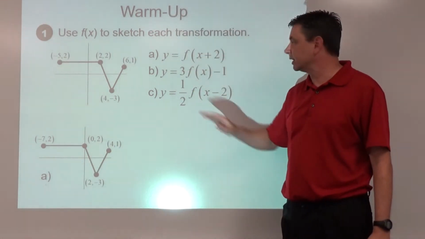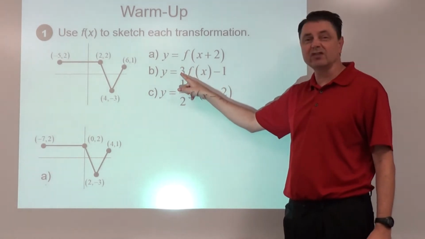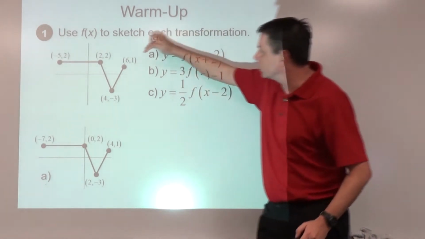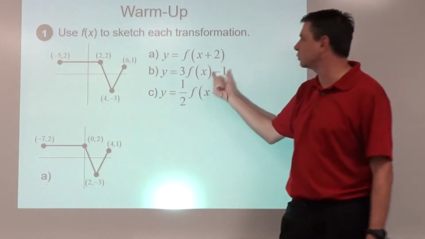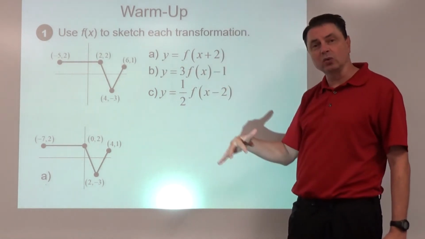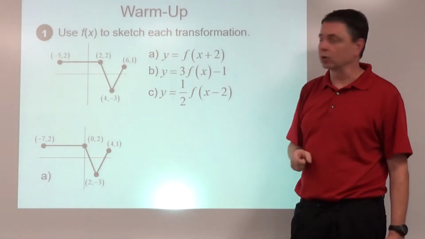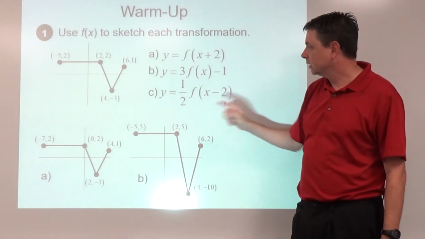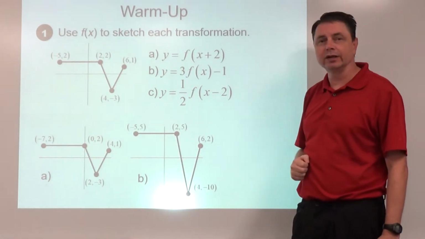A couple different things going on in part B. We're going to stretch vertically by a factor of 3, which multiplies the y coordinates by 3, and then shift down 1, which subtracts 1 from the y coordinates. So we get these points here.